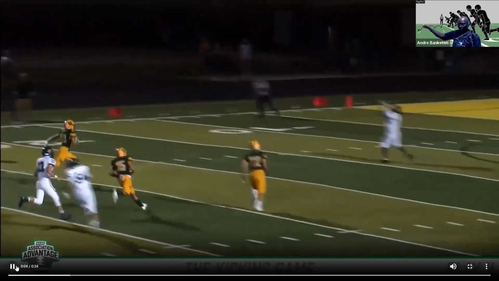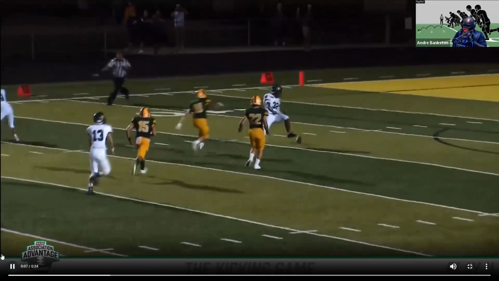The receiver muffs the punt and the kicking team player makes a clear recovery.